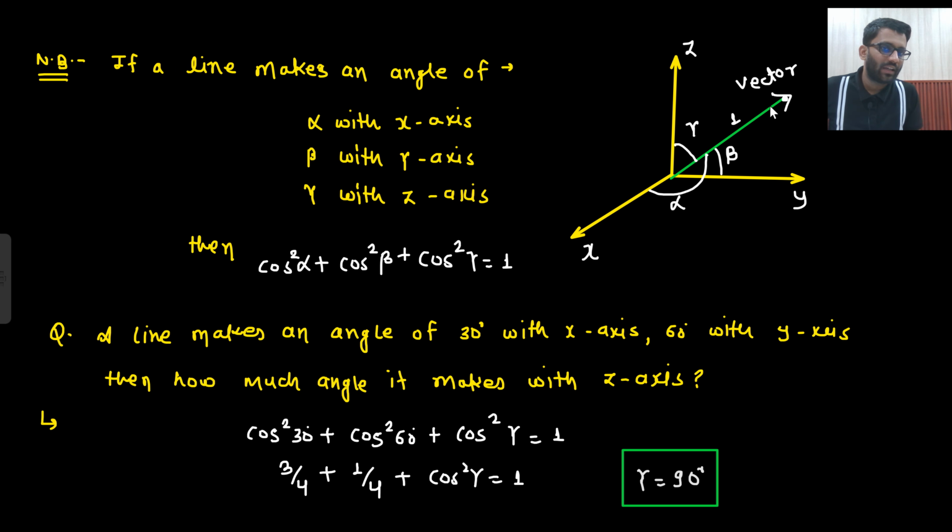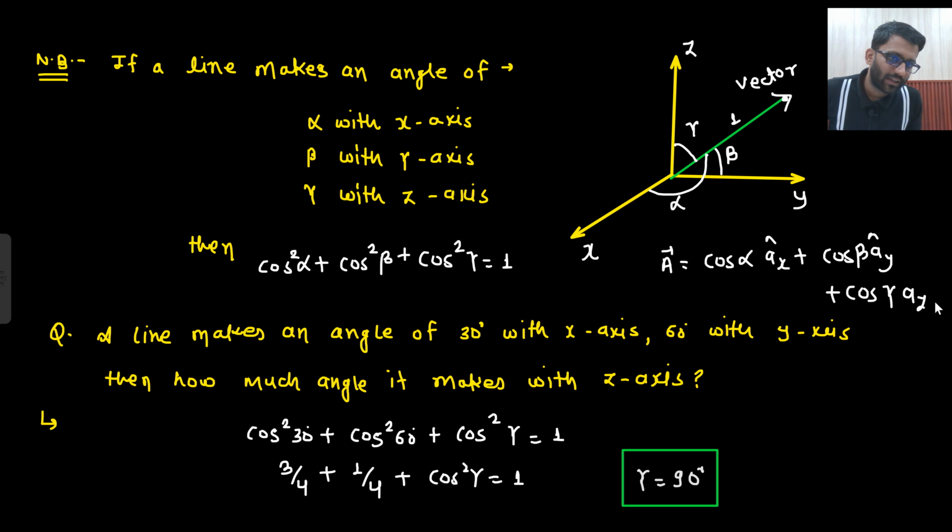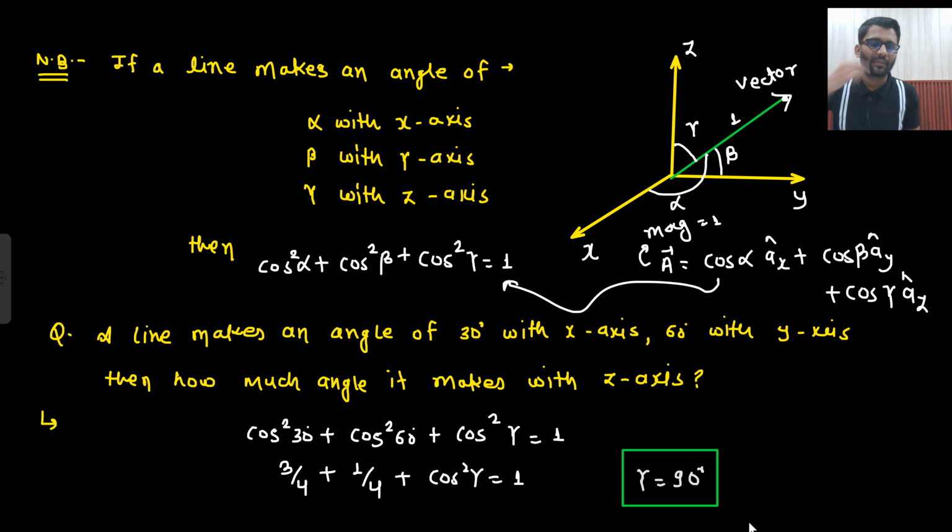So how can you write the vector representation of this line? That will be cos alpha ax cap plus cos beta ay cap plus cos gamma az cap. This will be your a vector, which has a magnitude 1. So under root cos square alpha plus cos square beta plus cos square gamma is equal to 1. From there you are getting this expression. Is that clear to you? Vector algebra I am teaching. Forget about EM wave. Simple vector algebra I am teaching here.